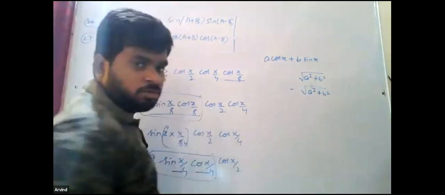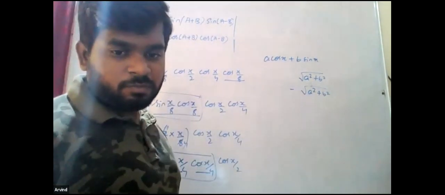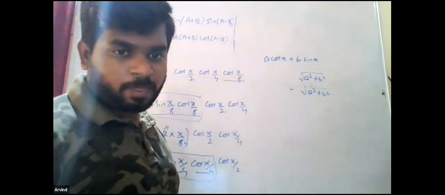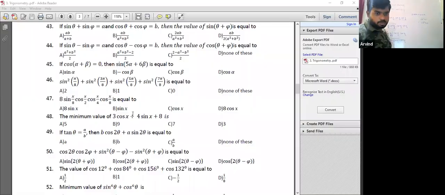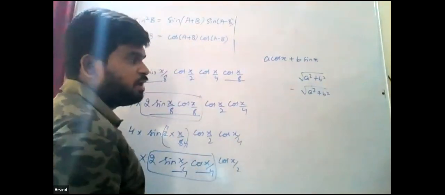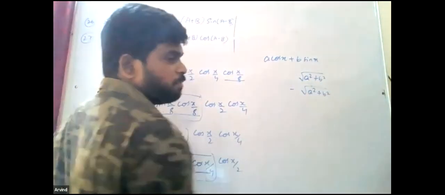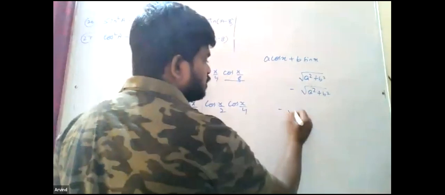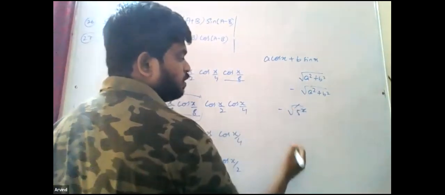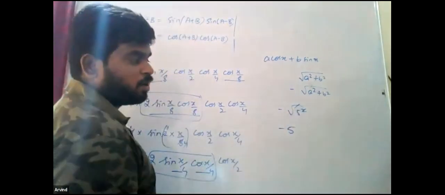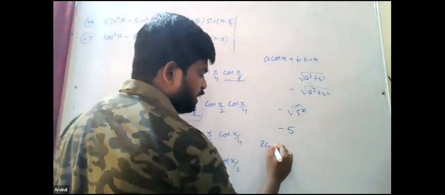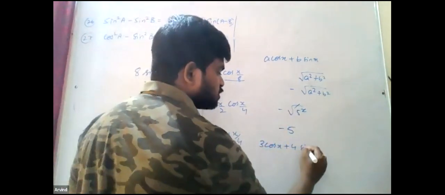So here in the question, it is 3 and 4 if I'm not wrong. Yeah, 3 cos x plus 4 sin x. So in place of a there is 3, in place of b there is 4. So 3 square plus 4 square is 5 square. So minus root 5 square. Square and root get cancelled, minus 5. Okay, that is the minimum value of 3 cos x plus 4 sin x.